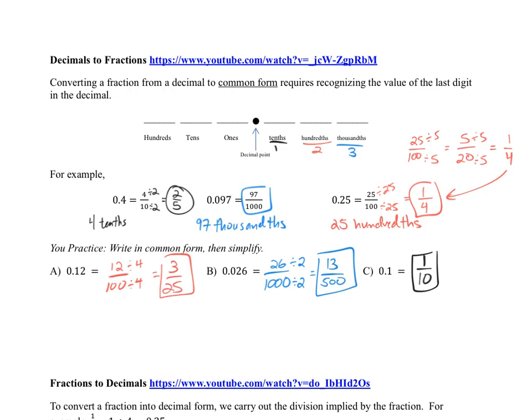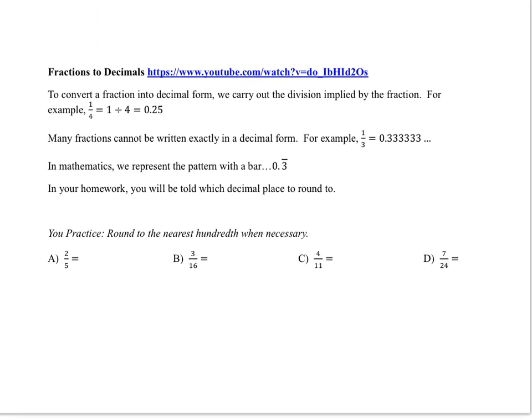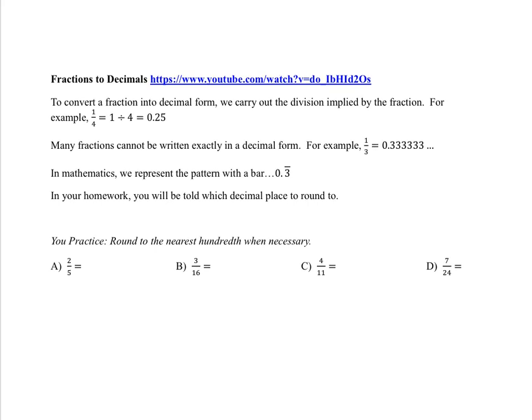The next little section down here, converting from fractions to decimals, you really have to do is grab a calculator, to be honest, and you can just type these right into the calculator. So one thing that you'll want to keep track of is decimal places. You want to make sure that you will be rounding to the correct decimal place. For example, in our practice here, round to the nearest hundredth.